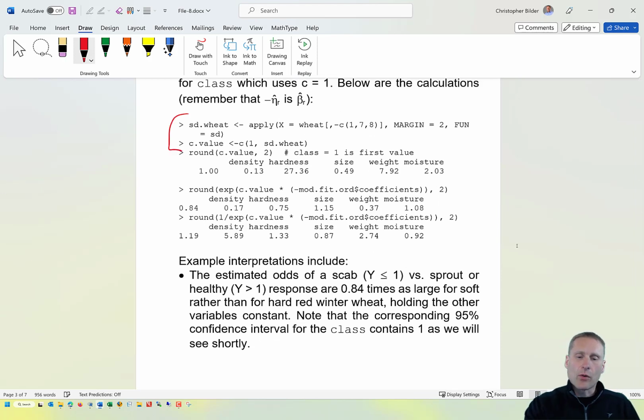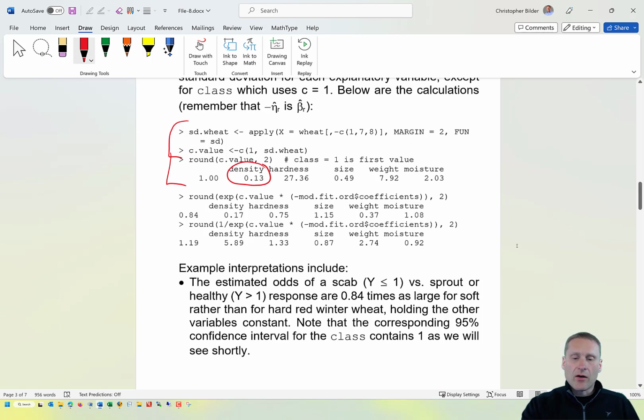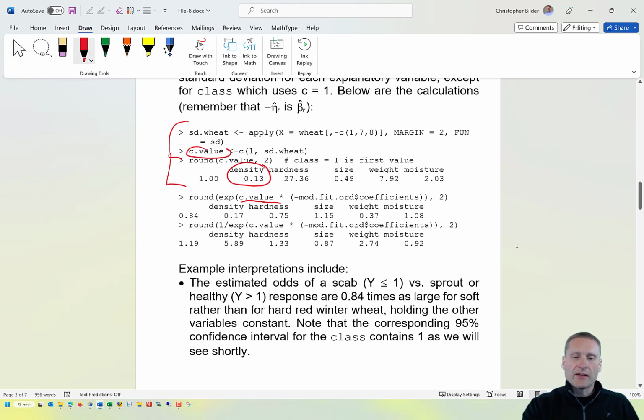So here's the corresponding code that we've used in the past. Remember the one standard deviation is 1.13 for density. Then to find the corresponding odds ratio, I take all my c values, which are stored in my c.value vector, and multiply them by the beta hats corresponding to the explanatory variables. How do you obtain them? Well, similar to what we did when we were working with the glm function.